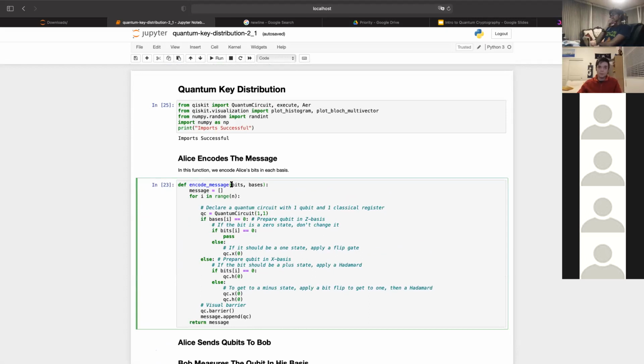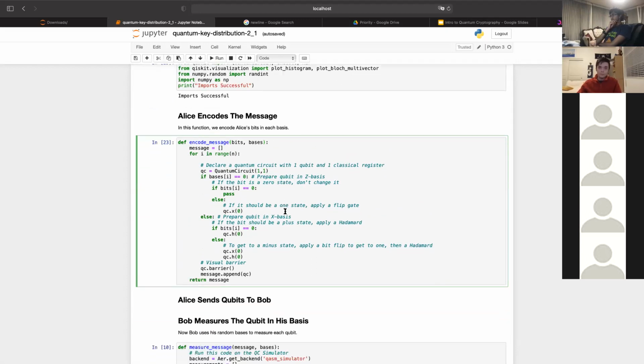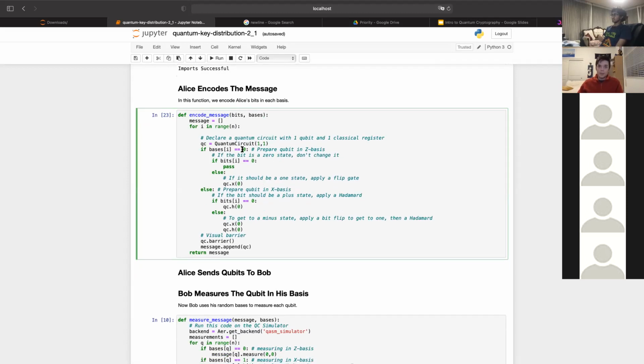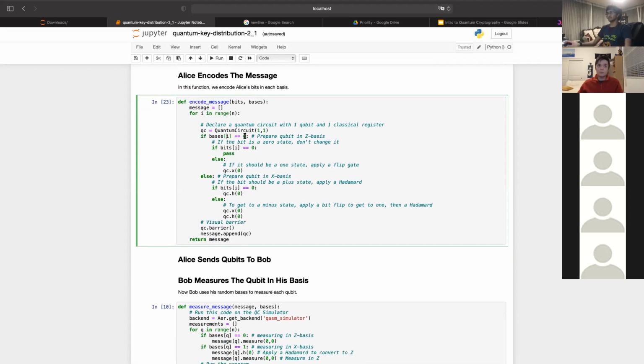So here you can see we have the bits and the bases. Both are just a random string. And all we do here is declare a quantum circuit. This is very simple, but basically we're just saying, hello, Qiskit, I need 1 qubit and 1 register. And then she prepares each qubit. So this is saying that if our basis is 0, that means we're putting it in the vertical and horizontal basis. And then if our bit is a 0, then a qubit in this Python library is 0 by default, so we don't do anything at all. And if it's a 1, then we flip it.